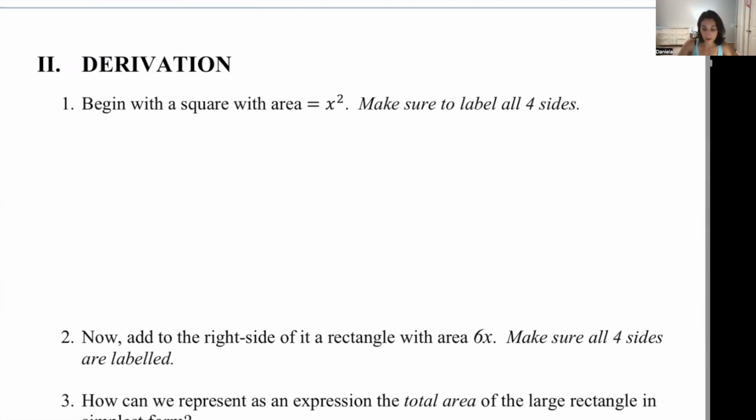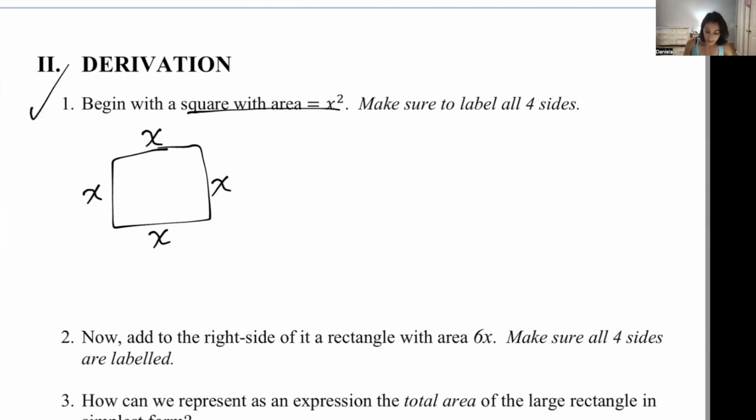We're going to finally complete the square. So it says begin with a square with area x squared. So we worked on that before, right? It's not a coincidence that I asked those similar questions. So if we have a square, right? And it does say make sure to label all 4 sides. So again, this would represent the square with the area x squared, right? We talked about that below.